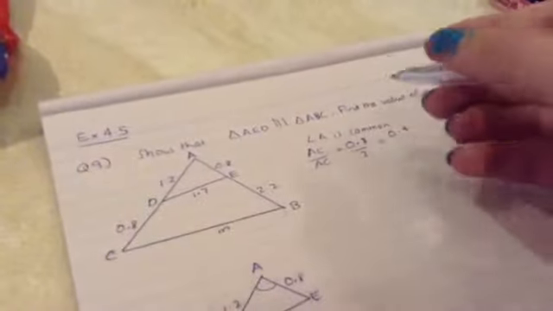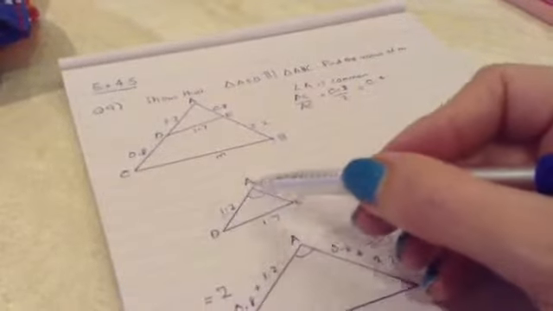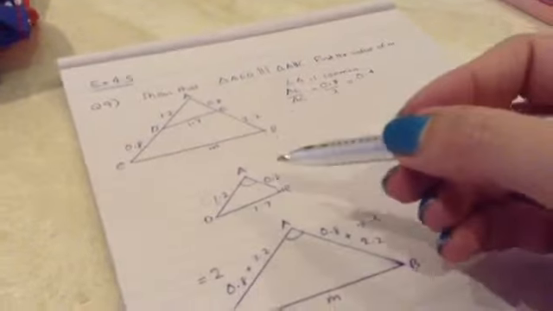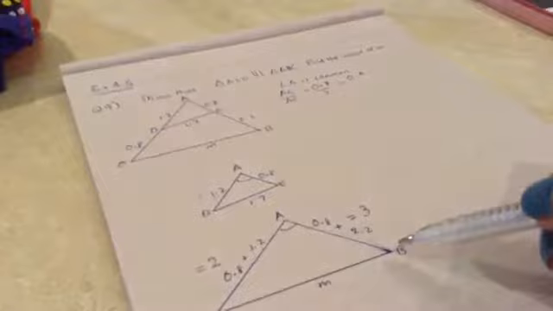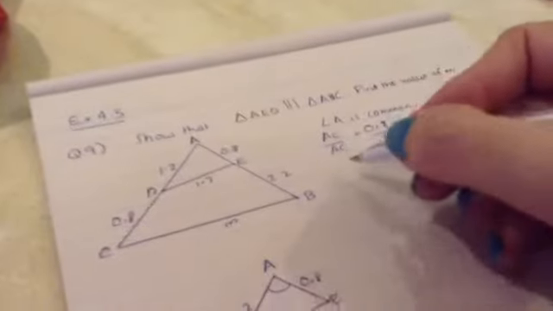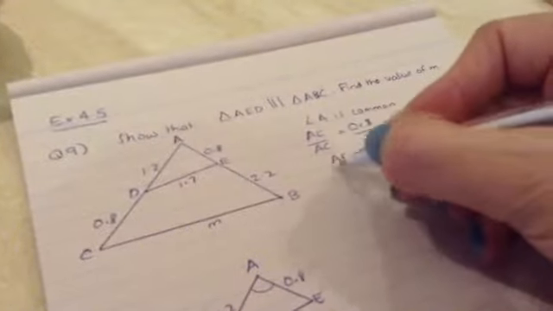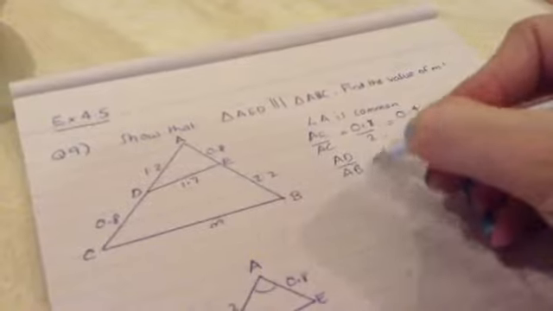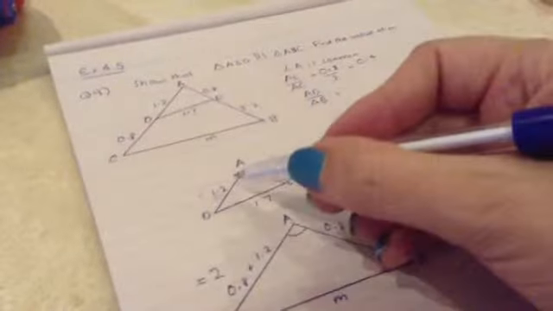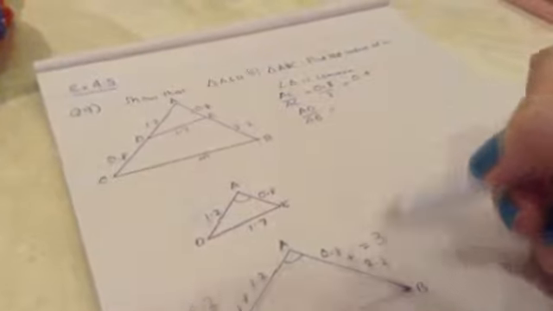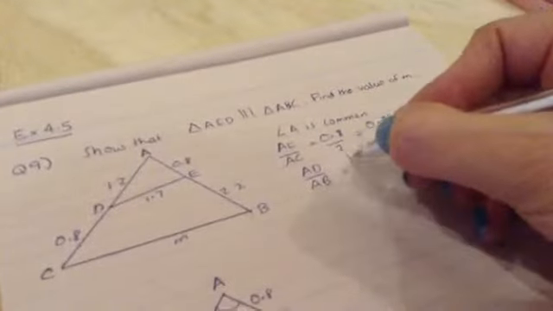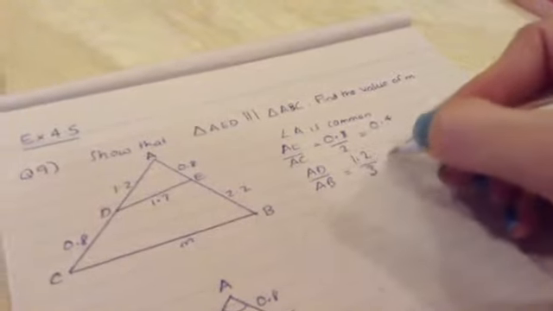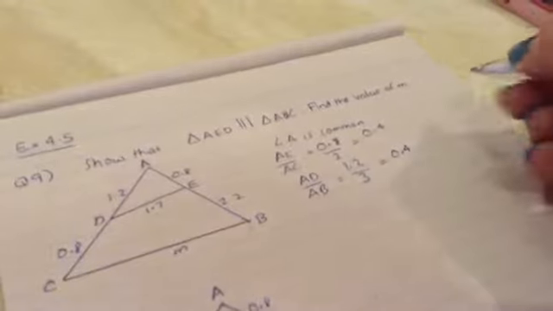Now, the other side, we've got 1.2, that's AD over AB. So we'll write that down. AD over AB is 1.2 over 3. And that gives you 0.4 as well.